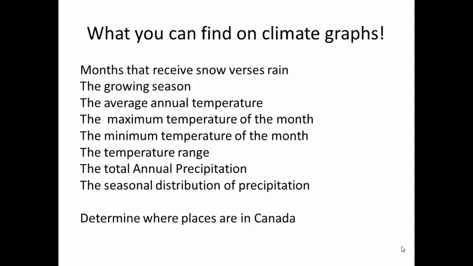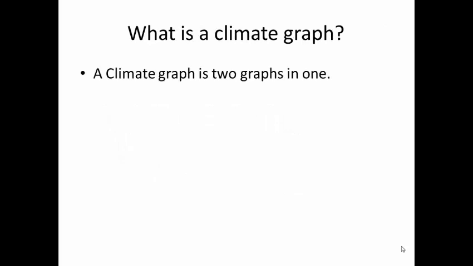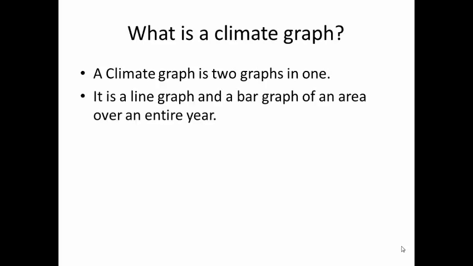Do not worry if you do not know what some of these things are. This video is going to explain each of them as it progresses. Okay, so let's get started. What is a climate graph? A climate graph is two graphs in one. It is a line graph and a bar graph of an area over an entire year.